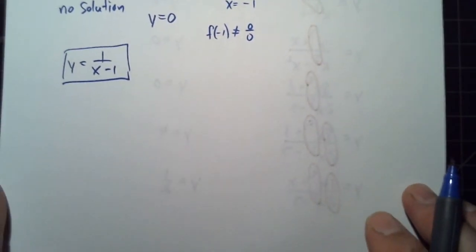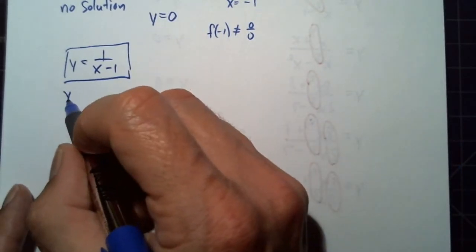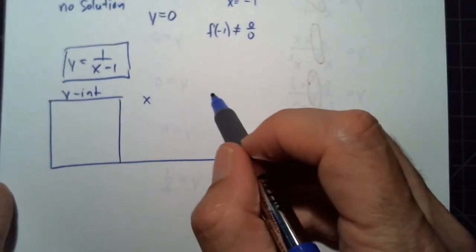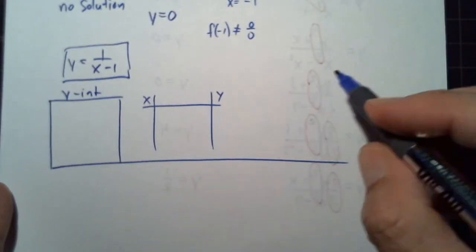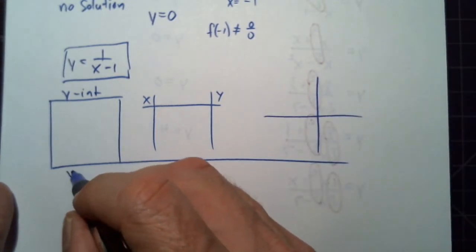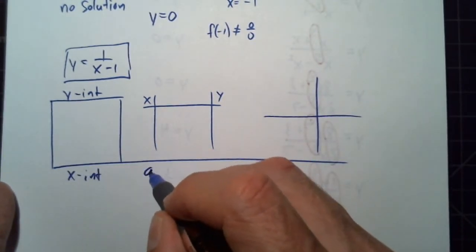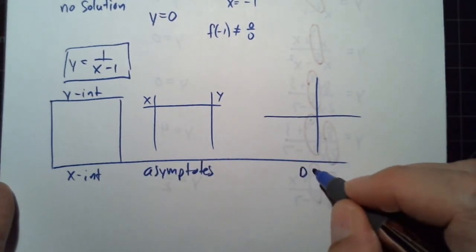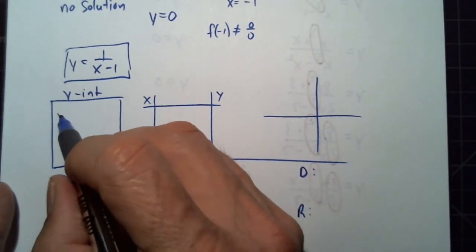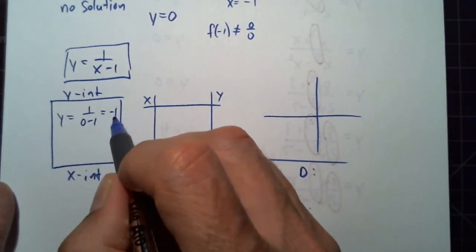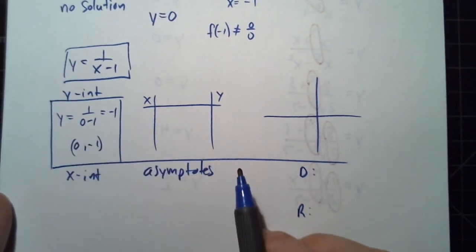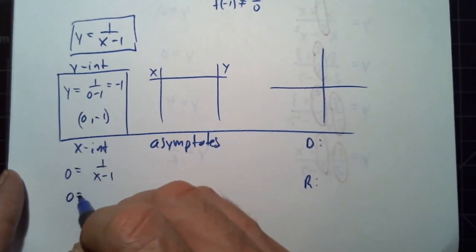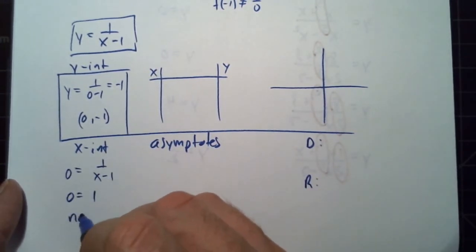Okay, pause the video, do the same thing with that function. So the y-intercept will be -1. The x-intercept does not exist.